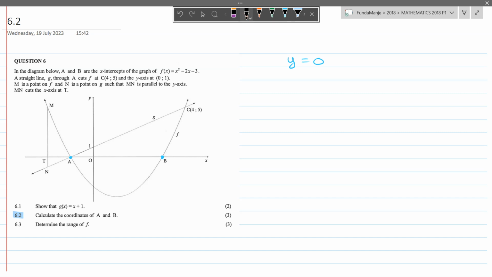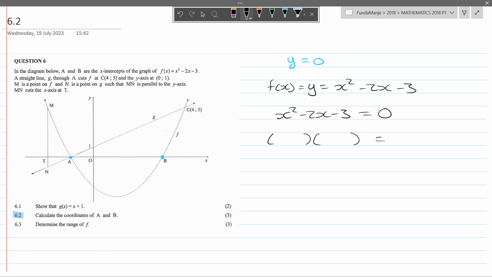So if y is equal to 0 on our graph of f, and f, which is also y, is equal to x squared minus 2x minus 3, we simply need to equate y to 0 to get x squared minus 2x minus 3, which represents y, equal to 0. Then once it's like this, the best way to solve for x is by forming your two brackets, or you can use your quadratic formula at this point.